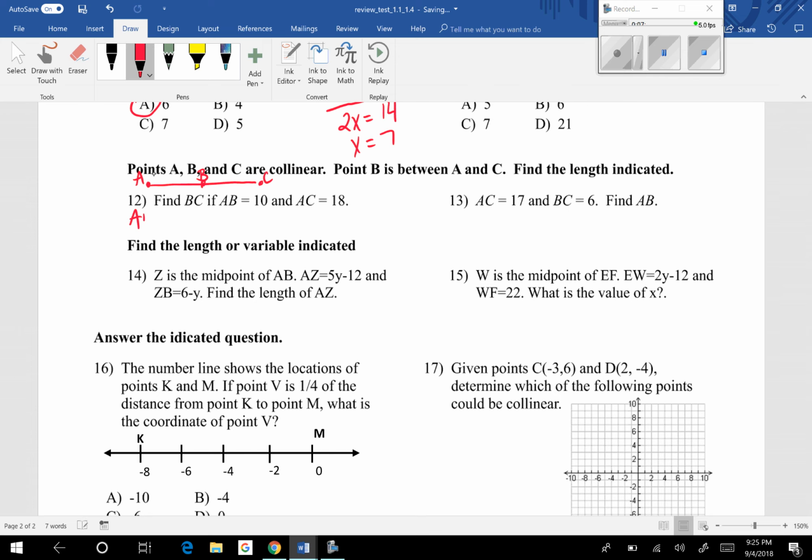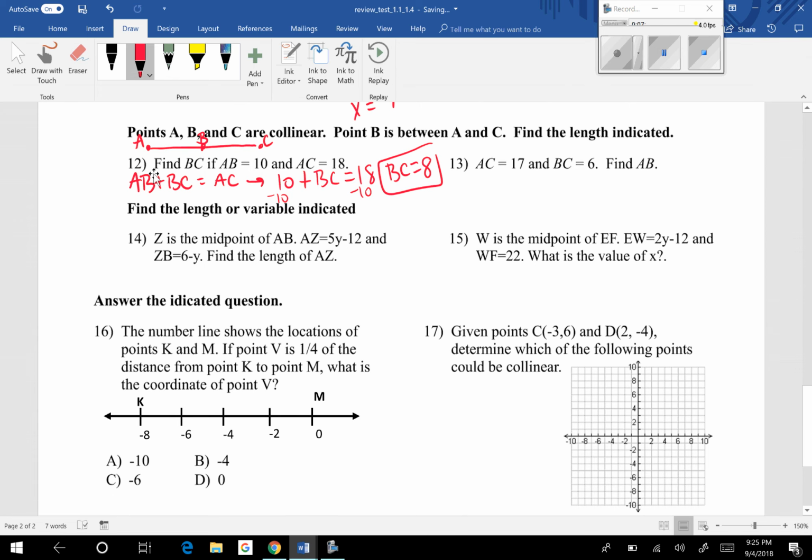So we can say AB plus BC is equal to AC, and then we plug in. AB is 10, BC we don't know, so we'll just leave it as BC, and equal to AC is 18. And so then just subtract 10 from both sides, and so we have BC equals 8. That's question 12.